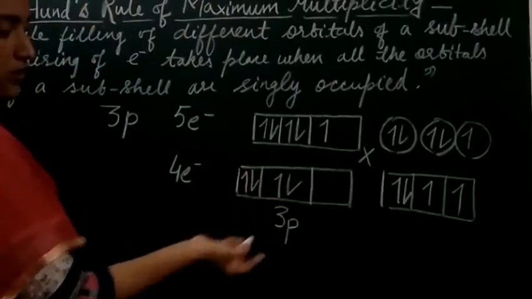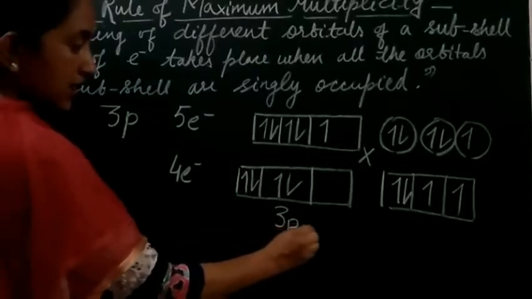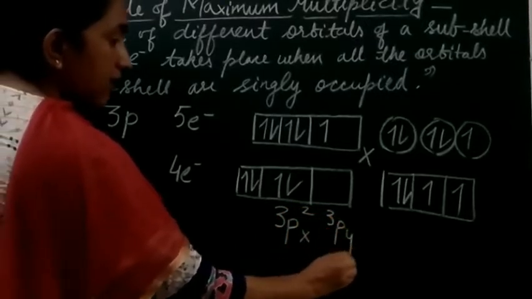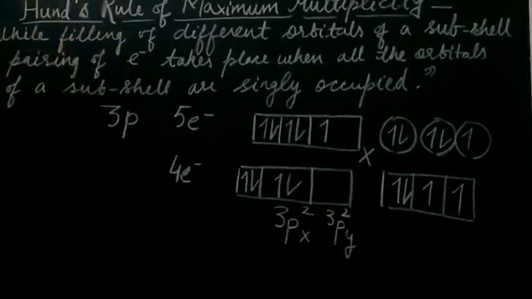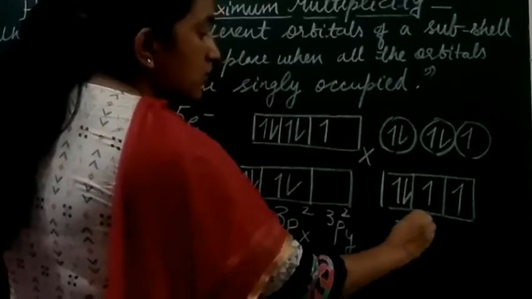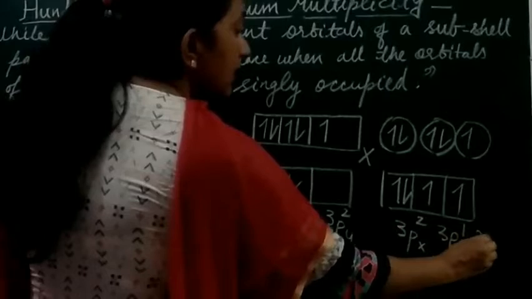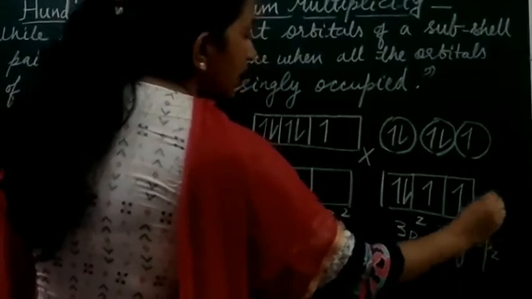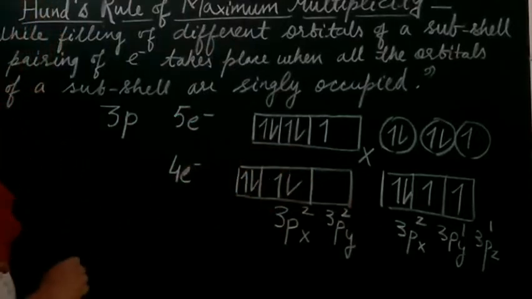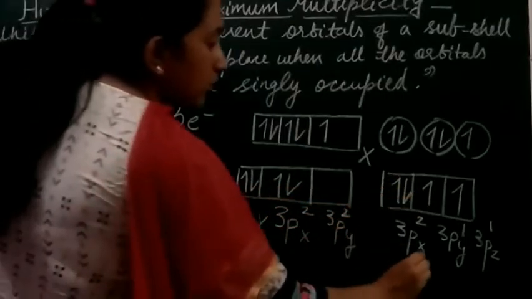It is the same, 4 electrons, but in one way, in 3px we will have 2 electrons, and in 3py we will have 2 electrons. Whereas, according to the other way, we will have in 3px 2 electrons, in 3py 1 electron, and in 3pz 1 electron. Right, students? So among these two, which one will you prefer? You are going to do this? Definitely not. And this you are going to do.